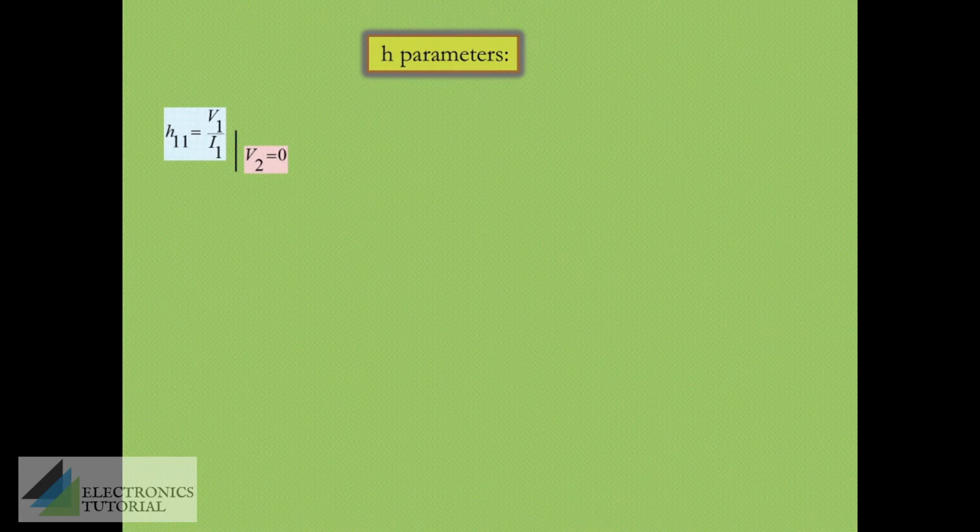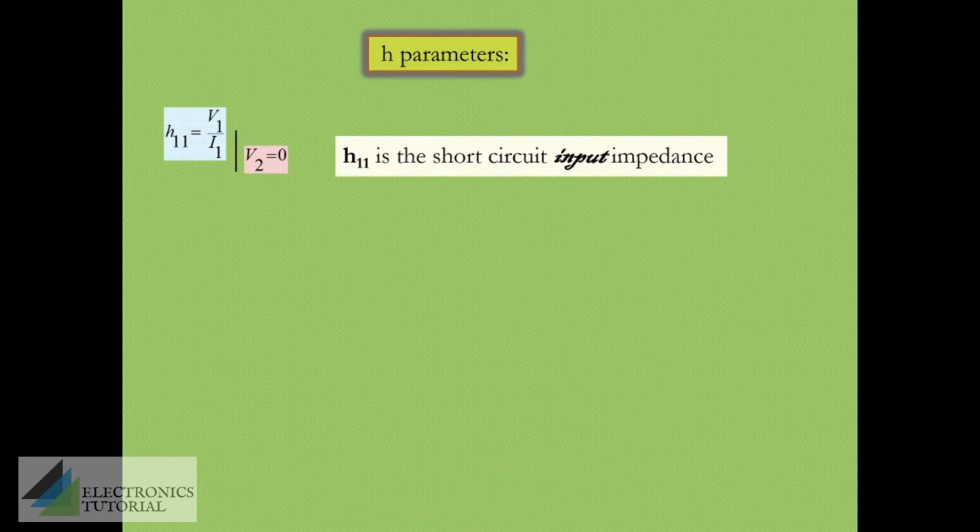Each parameter has its own name. We'll first consider H11. The 11 indicates that it is seen in the input port and the relation is V by I. The V by I expression indicates that it will be an impedance value. It is obtained with the case V2 is equal to 0. That means the output port is short circuited. So altogether we can name it as short circuit input impedance.